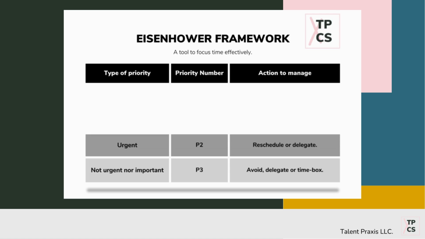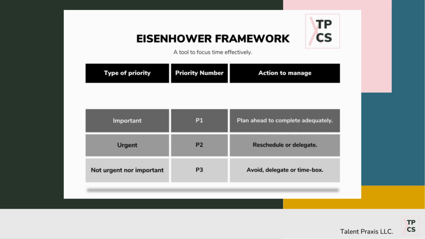The next category in the Eisenhower framework is work that is urgent. So this is work that is tied to a deadline that is looming, but it has very little to no importance. So it's not connected to your goals or vision. This should be work that you should either reschedule and change the deadline or delegate it to someone else.